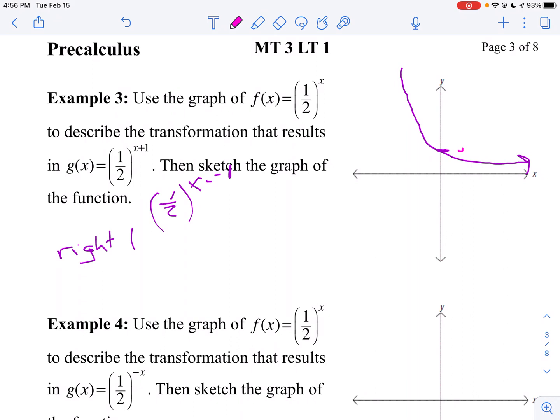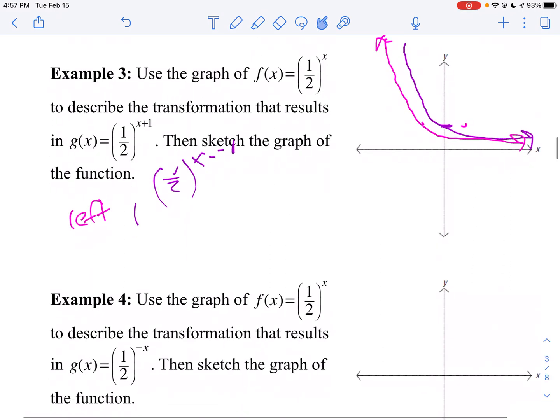I want to take it to the left one. Wow, sorry about that. To the left one, because it's a -1. So I'm going to have my graph transfer to the left one. And that's what you have to do, that's what happens.